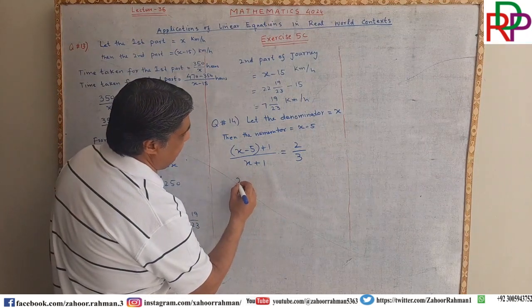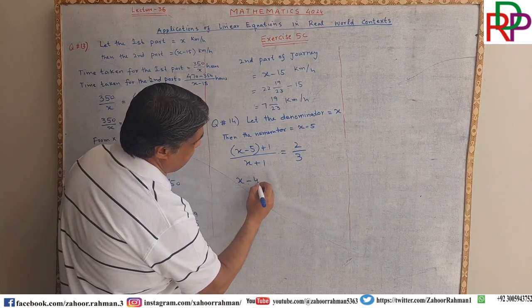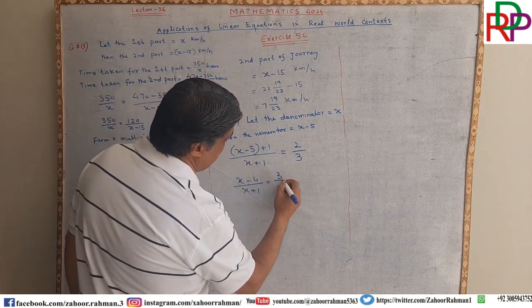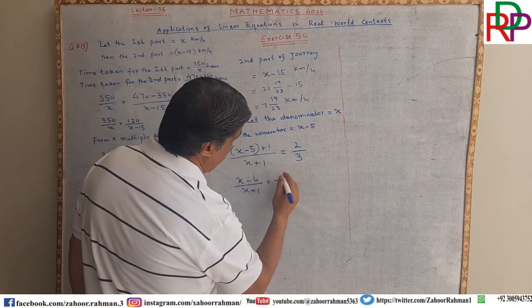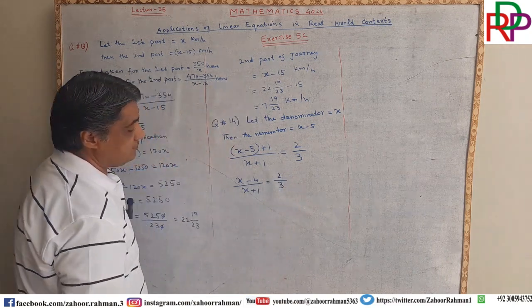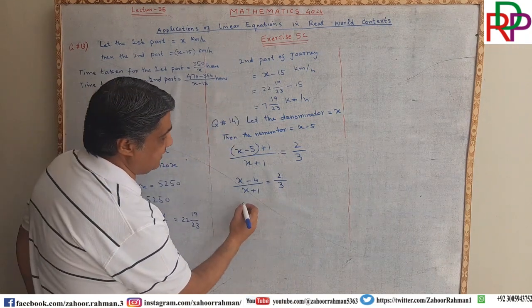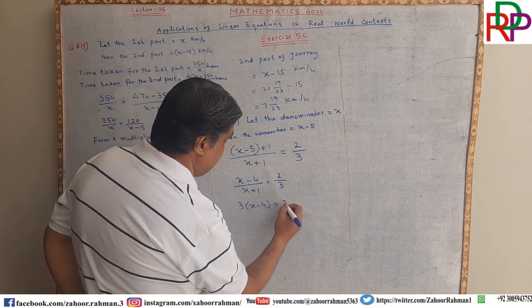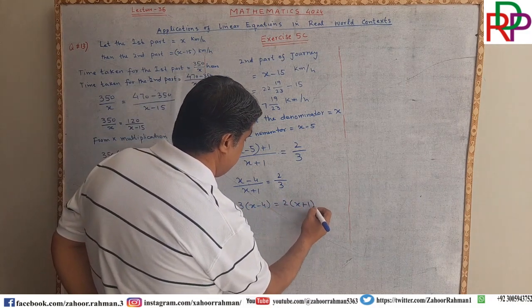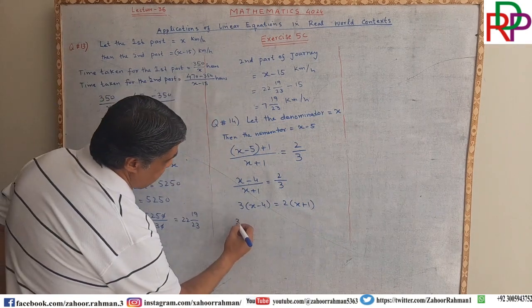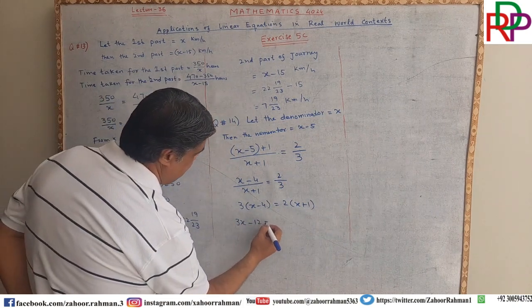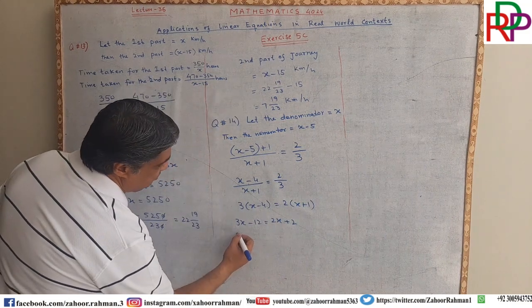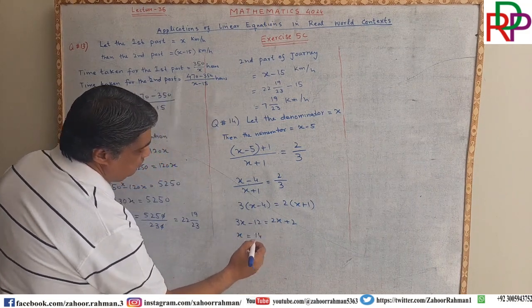So we are writing x minus 4 divided by x plus 1 is equal to 2 over 3. Now cross multiplication will give you 3 into x minus 4, 2 into x plus 1. So this is 3x minus 12 is equal to 2x plus 2. So x is equal to 14.